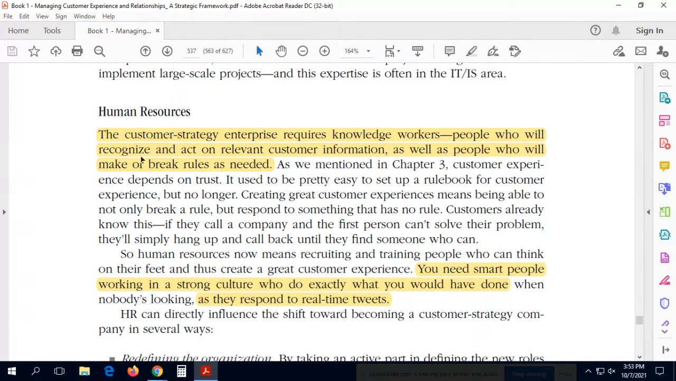People who will recognize and act on relevant customer information, as well as people who will make or break rules as needed. It's very interesting to think about, because generally we say that we should stick with the rules, but no. In quality service management, you should stick with the rules, yes, but sometimes the situation requires you to do something else. So you do that.